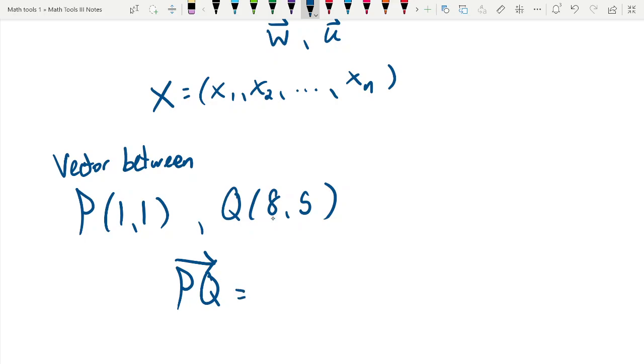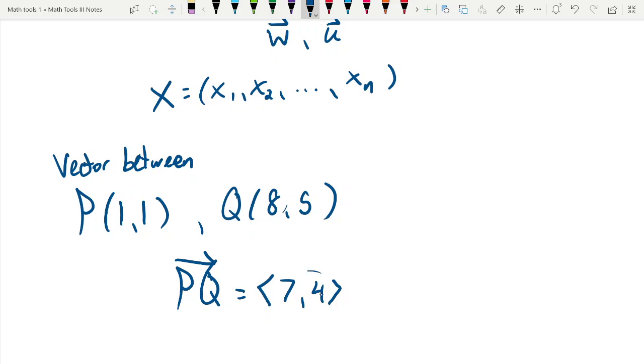So this would be equal to the vector. Again, what we would do is we would take the coordinates of the terminal point and subtract the coordinates of the initial point. So we'd write it like this. So 7, 4 would be the vector.